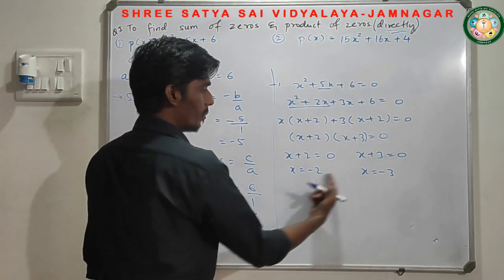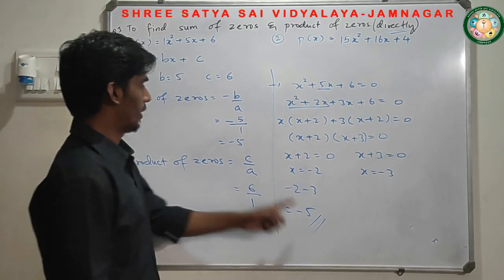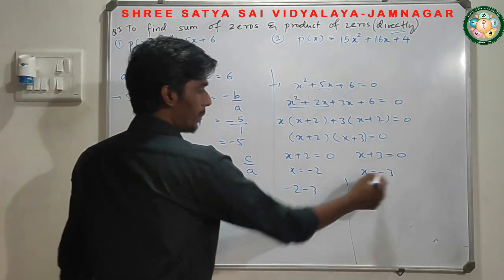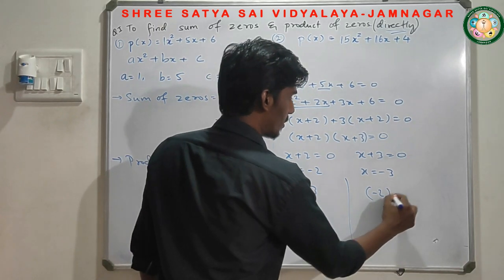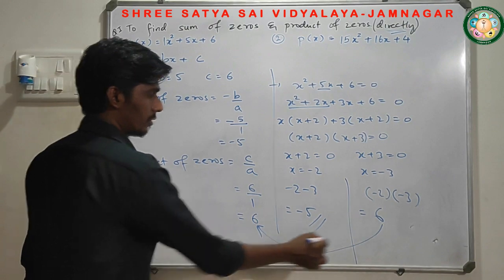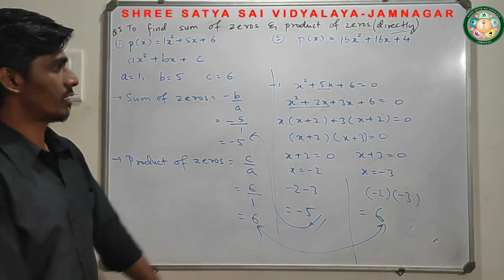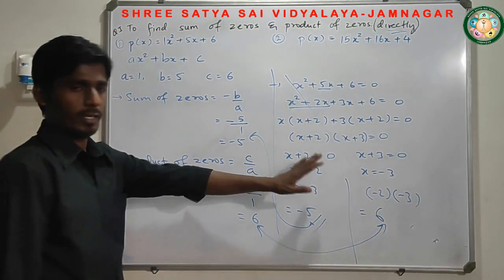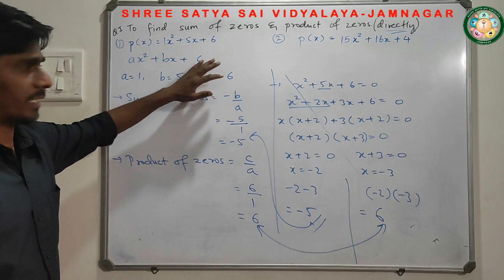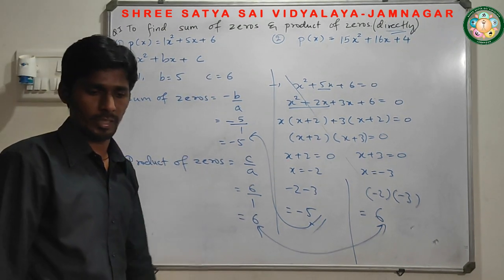Now add both the zeros, sum of zeros. Minus 2 minus 3 is how much? Minus 5. Similarly, product of zeros means multiply these two. Minus 2 into minus 3 is what? 6. Here is the product of zeros and this is the sum of zeros. This is not a part of the solution, this is just part of verification. If it is a question for objective, it is better to use the direct method, using the formula.